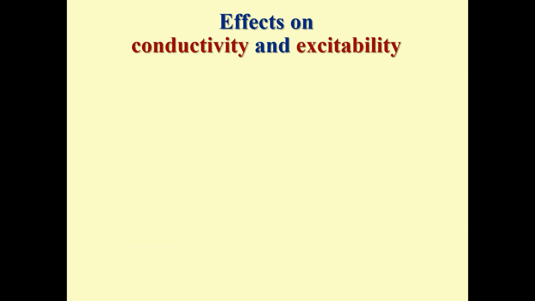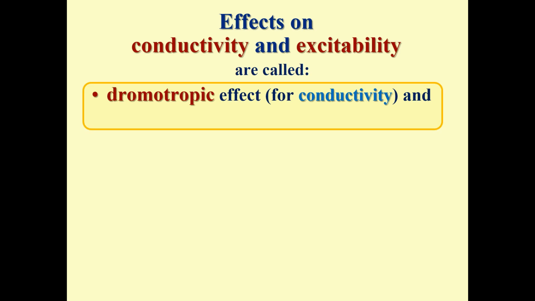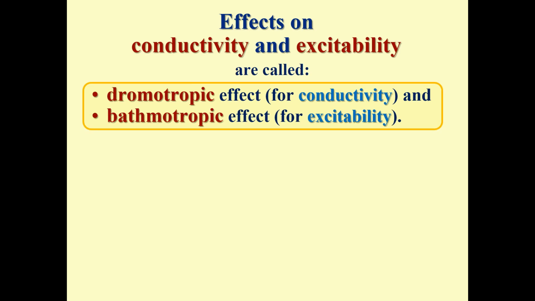As for the two other factors for the heart, besides the main factors, heart rate and heart force of contraction or tension, there are also two factors. There are conductivity and excitability. These effects also have their names, and it's not easy to memorize, but I hope that you are able to do it. For the conductivity, this is dromotropic effect, dromo. And for excitability, bathmotropic effect, or bathmotropic.